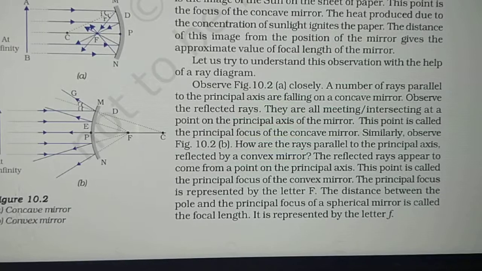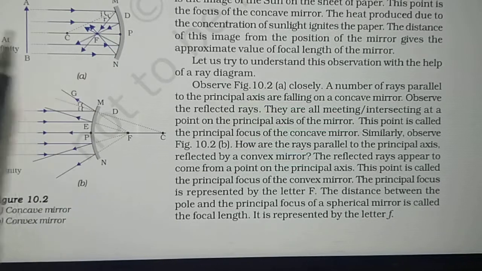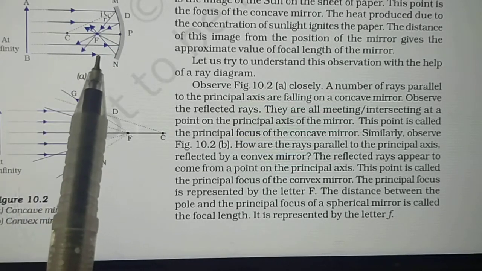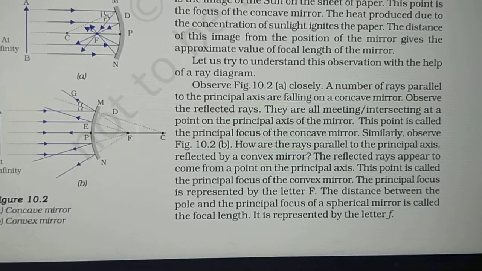For this also, in the previous chapter, I have already told you that the converging lens is called concave and the diverging is called convex. Converging means they meet together, diverging means they go apart. They converge, so it is called a converging lens. They diverge, so it is called a diverging lens.